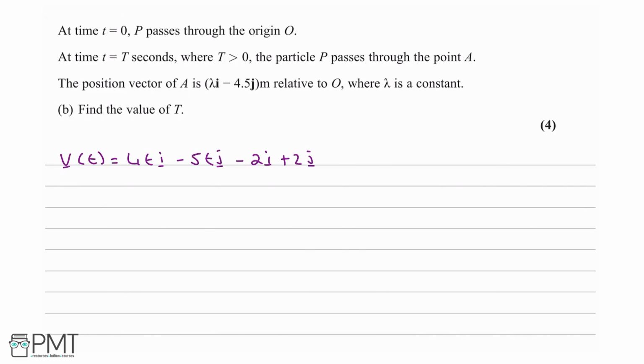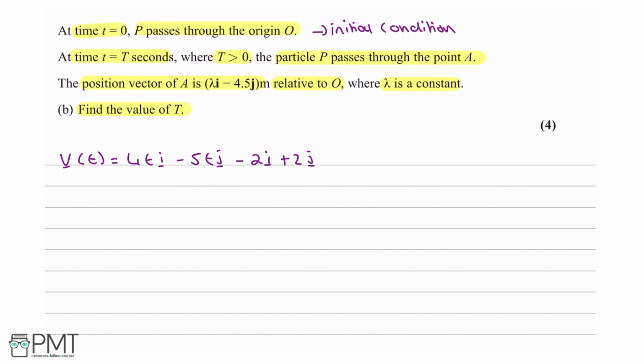We have now been told at time t equals 0, P passes through the origin. So this is our initial condition. We are then told at time t equals capital T seconds, where T is greater than 0, the particle P passes through the point A. The position vector of A is lambda i minus 4.5j meters, relative to the origin, and lambda is a constant. We have been asked to find the value of T for 4 marks.